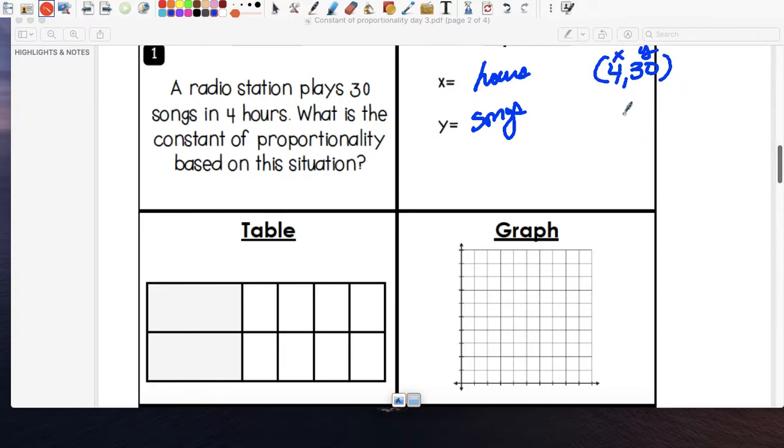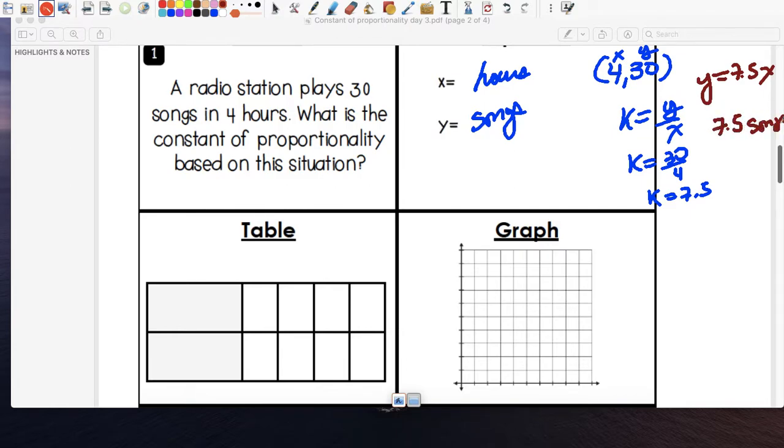From the statement, I can already find my constant of proportionality, which is going to be 30 divided by 4, and K equals 7.5. What else can I do with that information? You can already write the equation of the line, which is y equals 7.5x. You can also find the unit rate: 7.5 songs in how much? In 1 hour. And that's the unit rate.